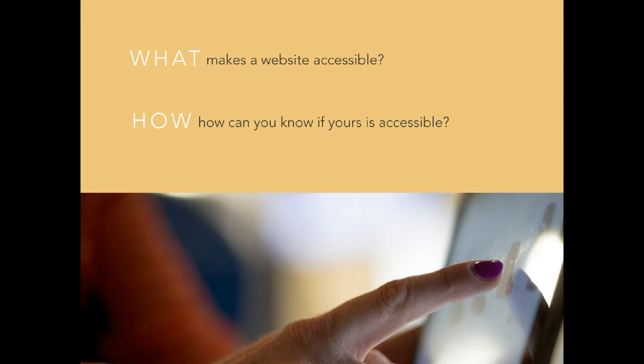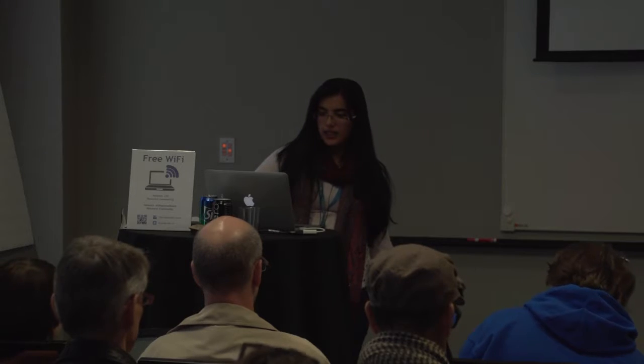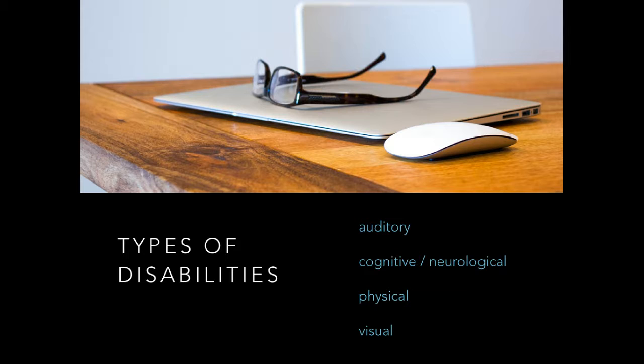All right. So what makes a website accessible, and how can you know if yours is accessible? There are a couple of different things you should be aware of: types of content, size and complexity of your site, development tools, and the environment your site is being built in. These are generally considered the main types of disabilities: auditory, cognitive, physical, and visual. There are really common ones like colorblindness.